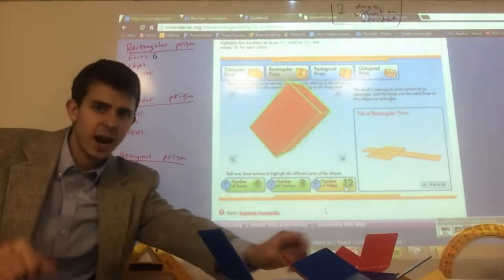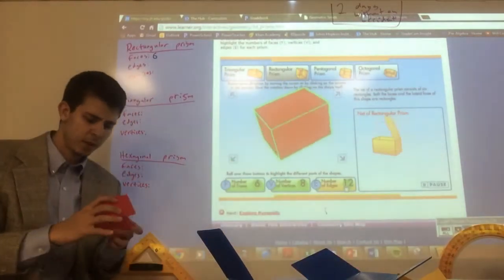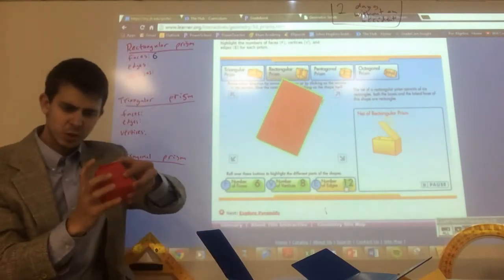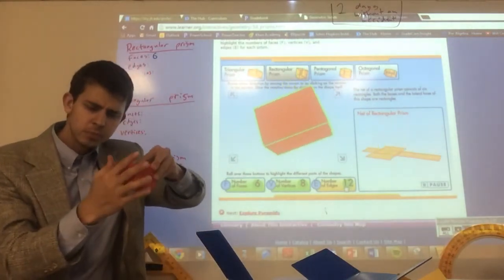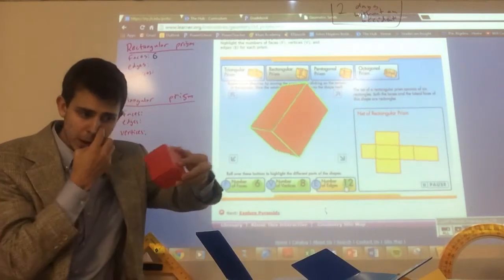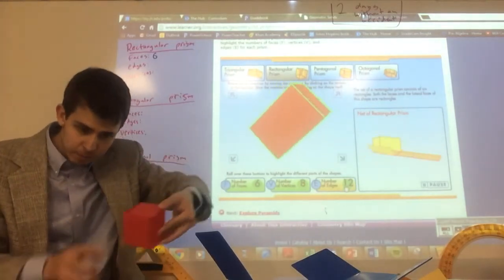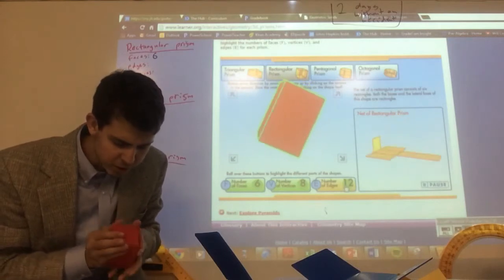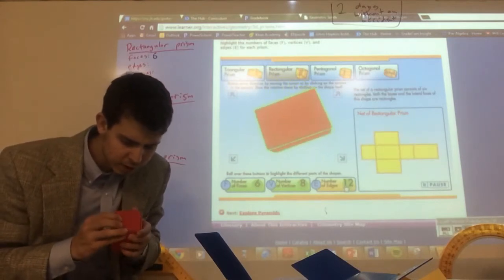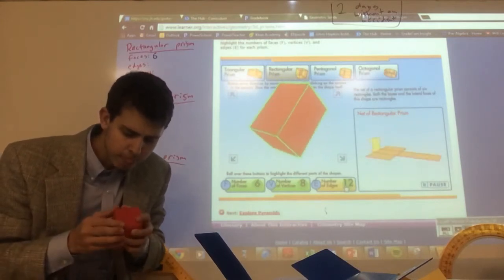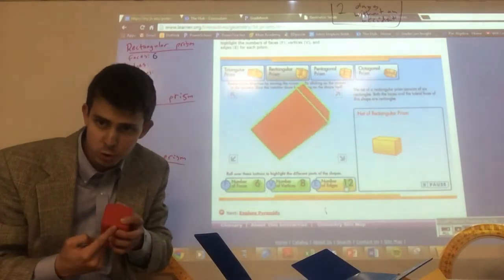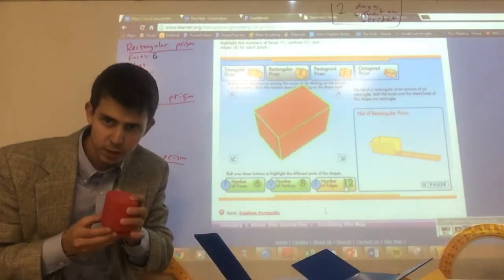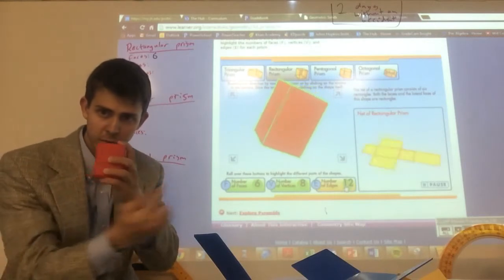Now we'll do number of edges. Now if I do this, it highlights all the edges there for me. But it's going to be the same as a cube. A cube is a rectangular prism. If I'm looking at this here, there's 4 edges on the top. It's kind of hard to hold it right here. 1, 2, 3, and 4. Now there's 4 around the shape.